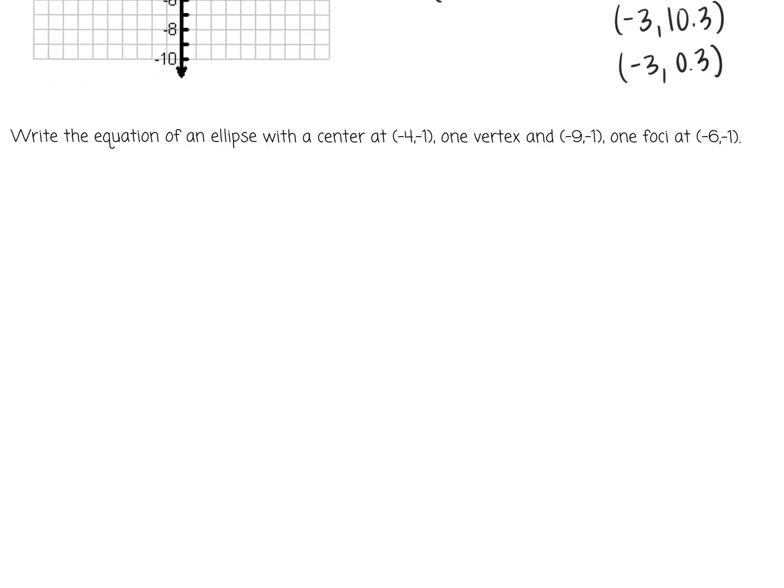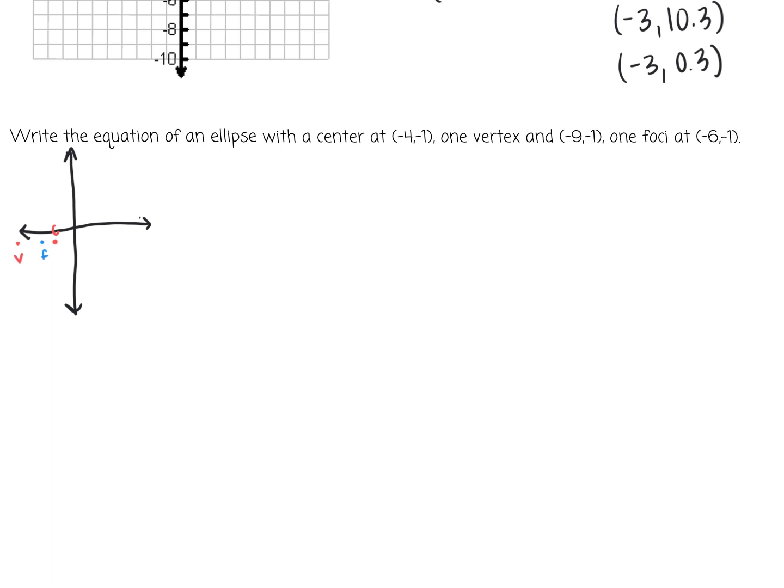Last example, we want to write the equation of an ellipse with a center at (negative 4, negative 1), a vertex at (negative 9, negative 1), and a focus at (negative 6, negative 1). So the first thing I need to do is figure out which axis is my major axis. So I'm going to plot those 3 points to help me get an idea. So (negative 4, negative 1) is somewhere around there. (Negative 9, negative 1) for our vertex over here. And (negative 6, negative 1) for our focus somewhere around here. I don't need to know exact points. I can just do a rough guess at this point.